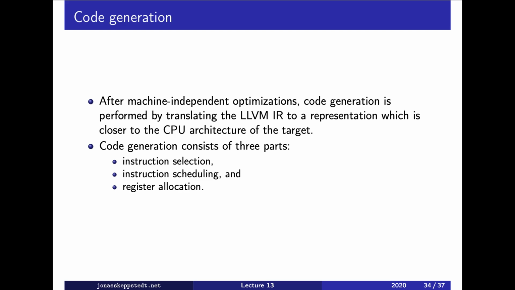With code generation is meant the translation from intermediate representation instructions to machine instructions. And there are two compulsory parts, namely first to select which instructions should be used, and also for modern architectures, I mean RISC, then also register allocation is necessary. If optimization is used, we also do instruction scheduling.